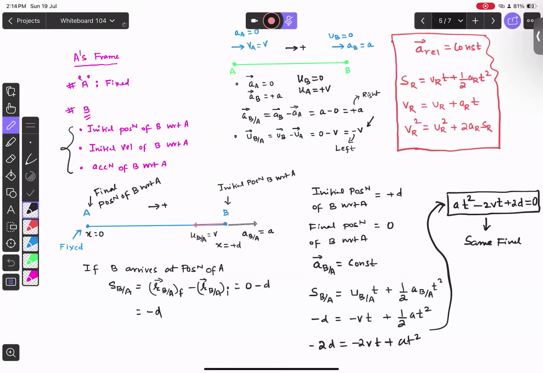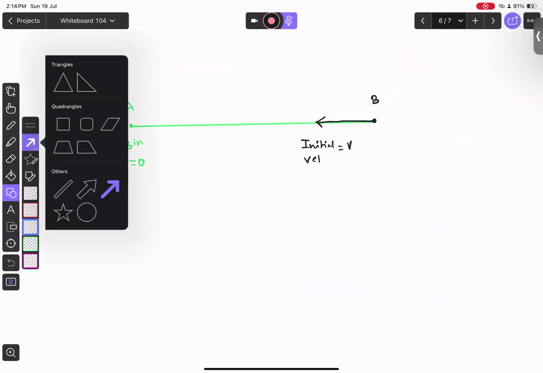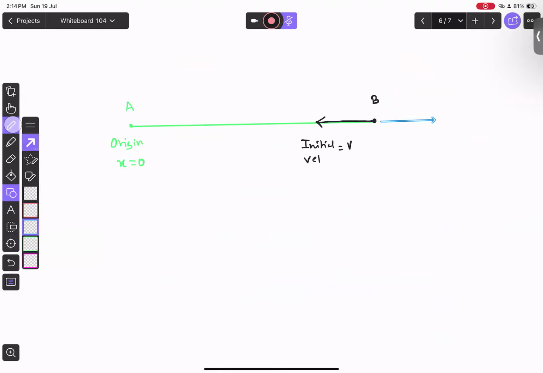Now next is the acceleration of B with respect to A. That will be acceleration of B minus acceleration of A. The acceleration of B with proper sign convention will be plus a. Acceleration of A is 0, so we got plus a. Plus a means rightward. So you consider the moving particle having a constant acceleration a, in the rightward direction. And initially it is present here.